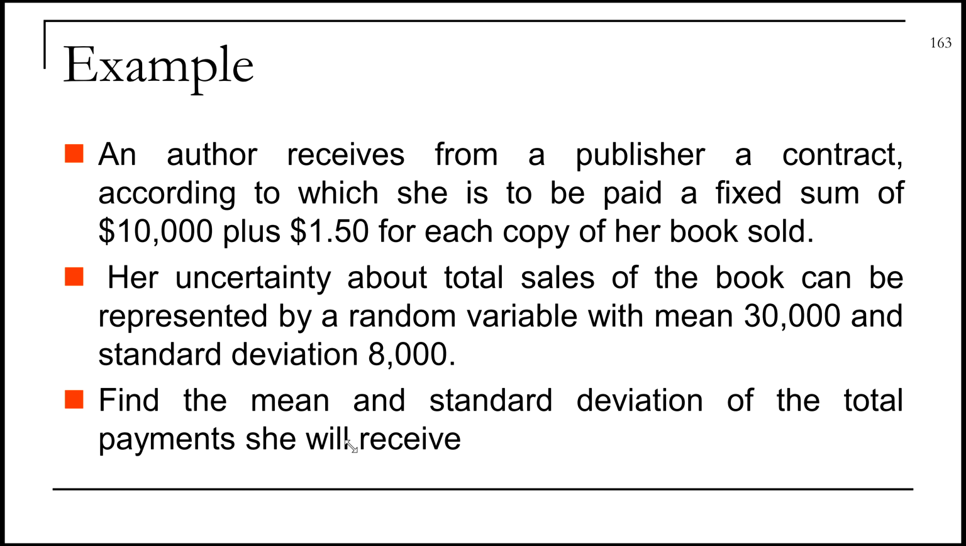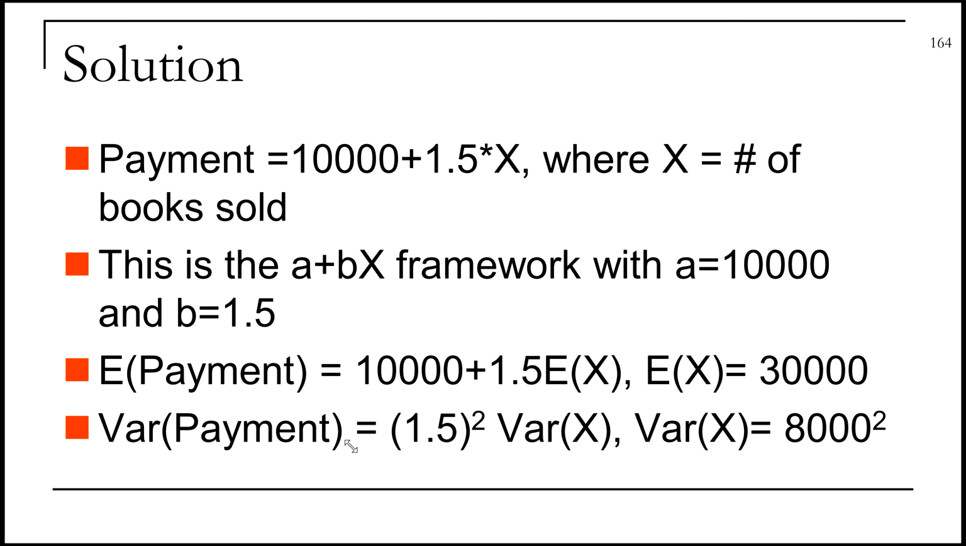So one final example from this. An author receives a fixed sum of $10,000 plus $1.50 for each copy of her book sold. We know the mean and variance for the number of books that the author is going to sell. So payment is 10,000 plus 1.5x, where x is the number of books sold. X is random, so payment is random. So we can talk about the expected value of payment, and we can talk about the variance of payment. And that just uses the rules for manipulating variance of a plus bx and expected value of a plus bx.